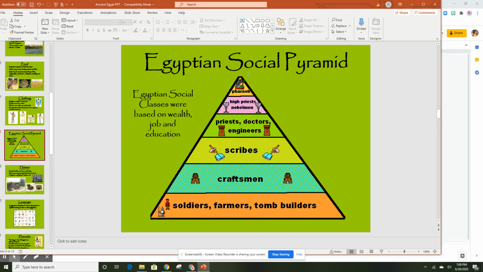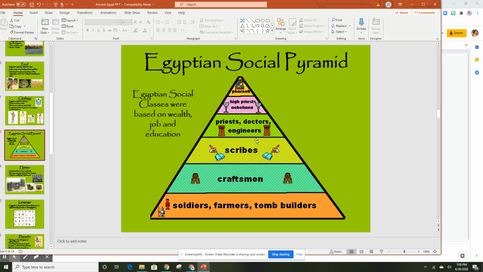At the very top of the social pyramid would have been the king. And in Egypt, that was called a pharaoh. So royalty would be at the very top. Underneath that would be the high priests and noblemen, noble, very wealthy men and women, and then priests, doctors, and engineers. So you can see there's a level of education here.